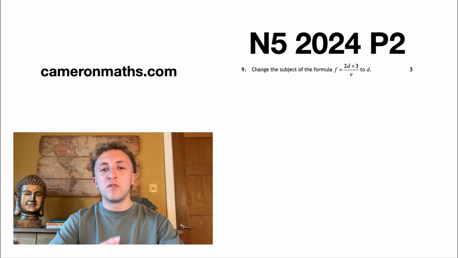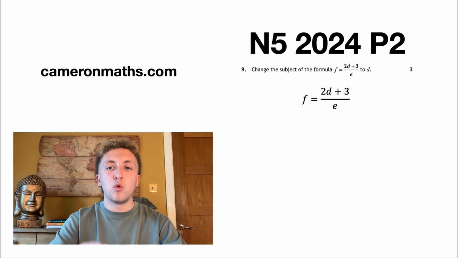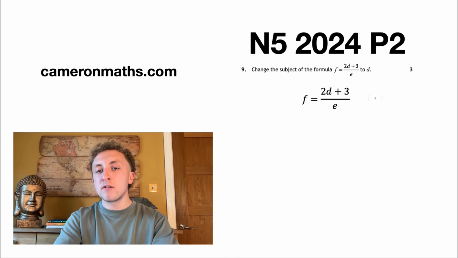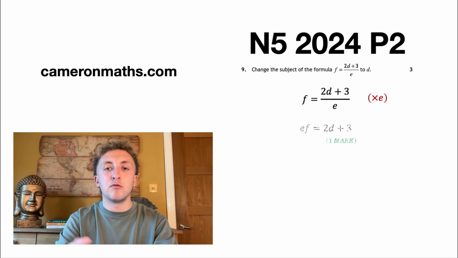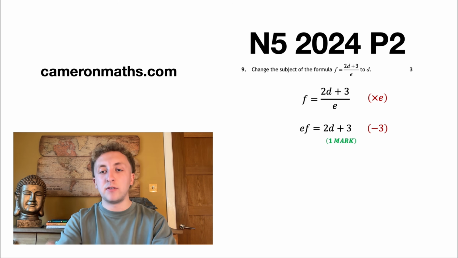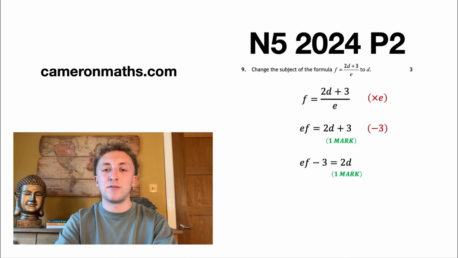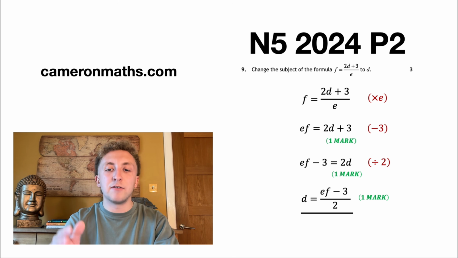In this question here, we've been given the formula f equals 2d plus 3 all divided by e, and they want us to change the subject of the formula to d. What we need to do first is times both sides by e to get rid of the fraction. We end up with e times f equals 2 times d plus 3. Then we should subtract 3 from both sides. We get ef minus 3 is equal to 2d. And then the last step is to divide both sides by 2 to get d equals ef minus 3 all over 2.